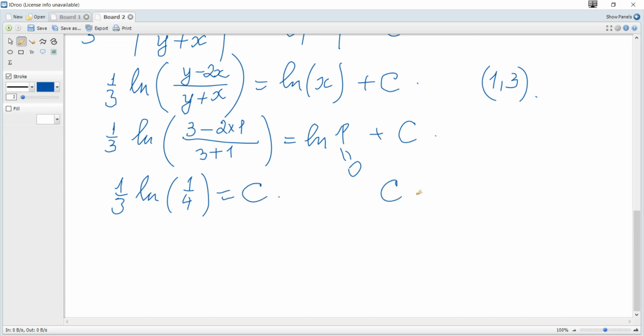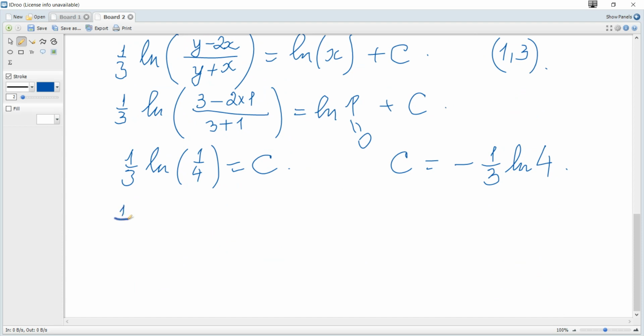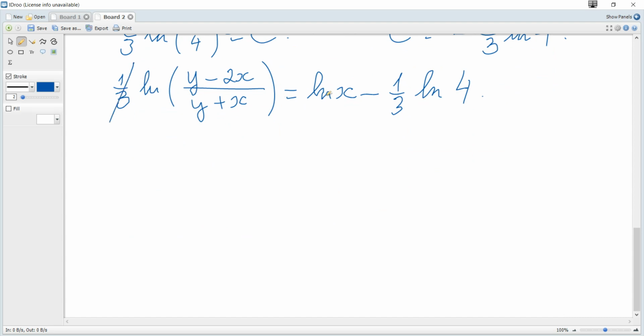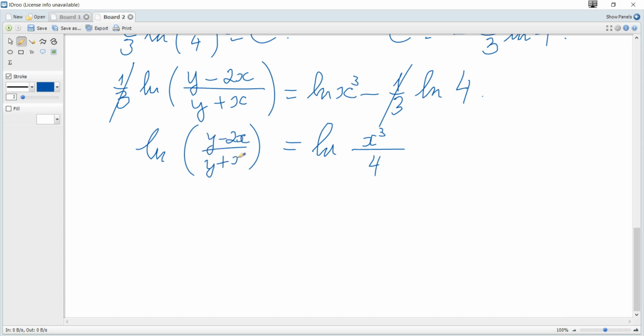And it can be rewritten, it's not necessary, but 1/4 is 4 to negative 1, and it's negative 1/3 ln of 4. Hence, finally, it becomes 1/3 ln of (y minus 2x) over (y plus x) is ln x minus 1/3 ln of 4. We can multiply each term by 3 and move the 3 to the power, hence it becomes ln x cubed, and on the right hand side we can rewrite as a single ln of x cubed over 4. Hence we can conclude that (y minus 2x) over (y plus x) is x cubed over 4.